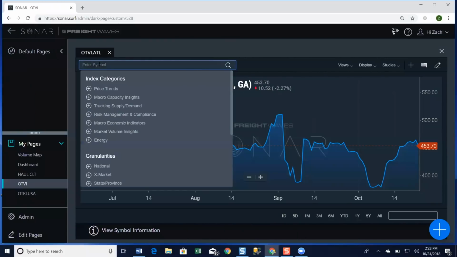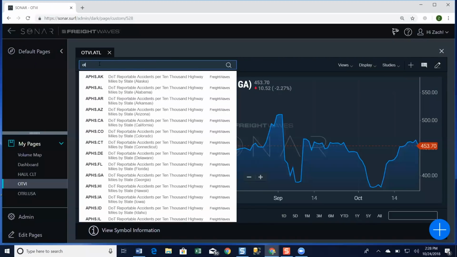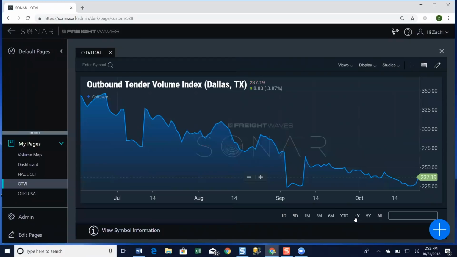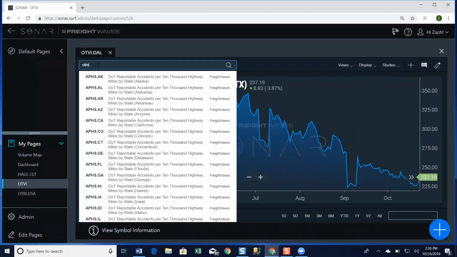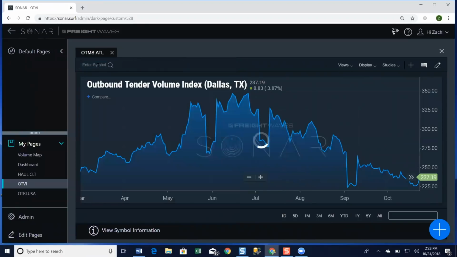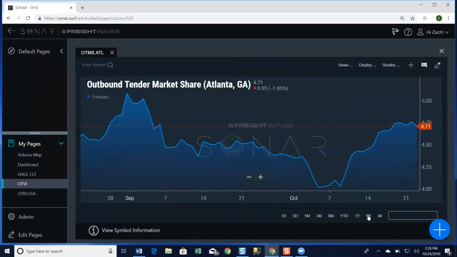Dallas, for instance, has really fallen off in terms of volume over the last several months. You can see it's fallen. It had its moment here in June and July and then just collapsed. Again, these are things to kind of know. I like looking at the outbound tender market share in these areas because it gives me an idea of where the trucks are, or where the trucks are needed the most in the marketplace.